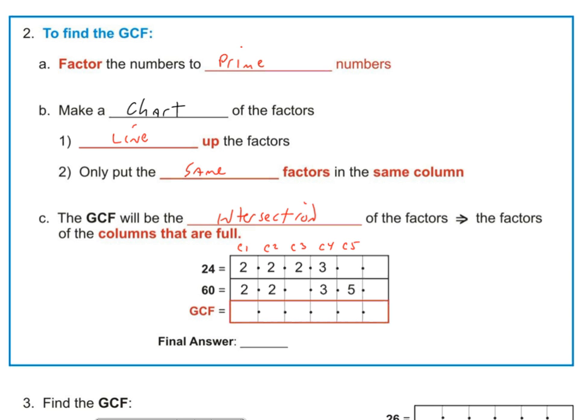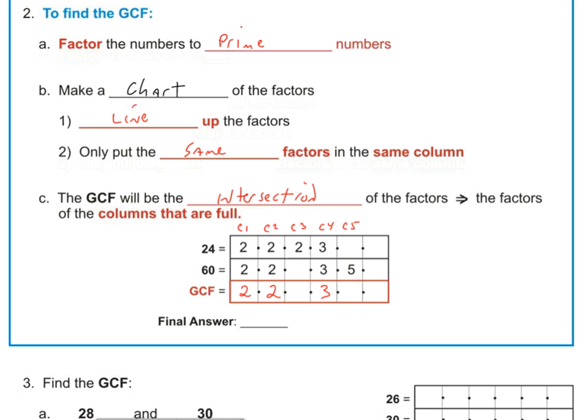Is column 1 full? And the answer is yes. So we need the 2 for column 1. Is column 2 full? Yes. We need the 2 for column 2. Is column 3 full? No, so we don't write a 2 there. Is column 4 full? Yes, so we write whatever its value is, and that's 3. And is column 5 full? No, so we don't write it. There's your GCF, 2 times 2 times 3.